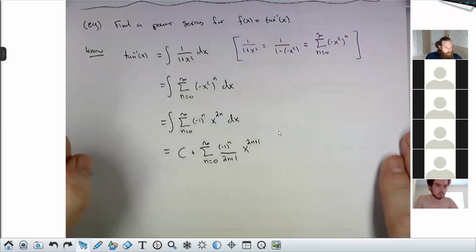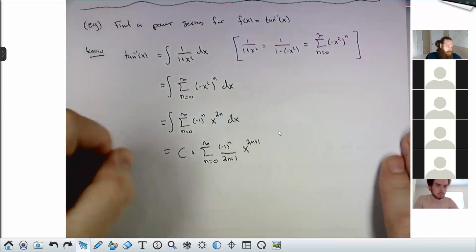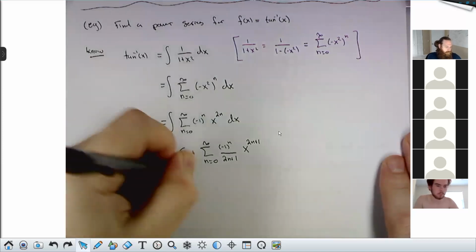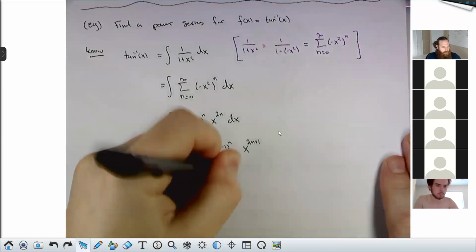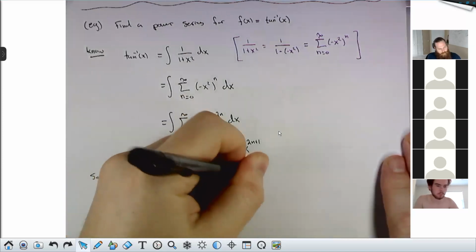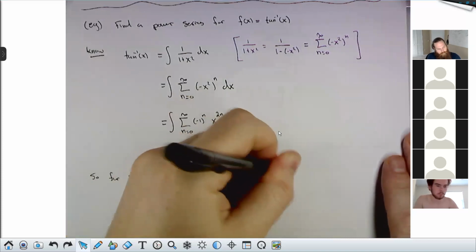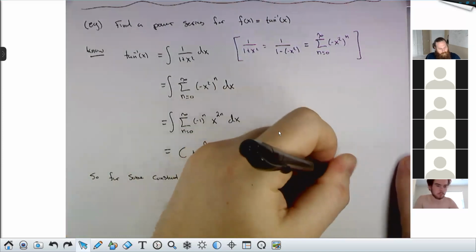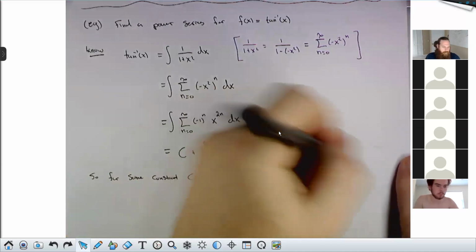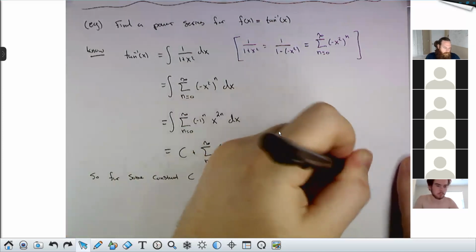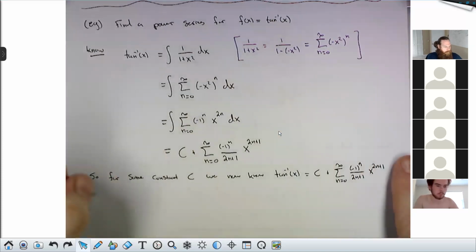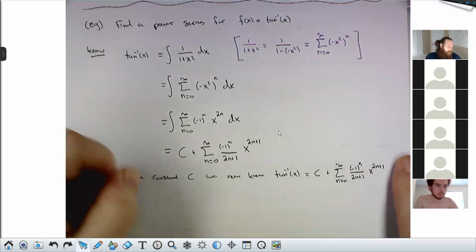So for some constant c, we now know that the inverse tangent of x is equal to c plus the sum from 0 to infinity, negative 1 to the n over 2n plus 1 times x to the 2n plus 1. And now we must find c.